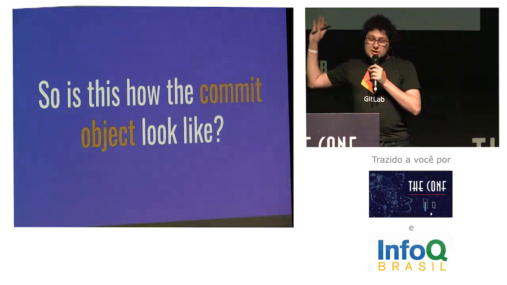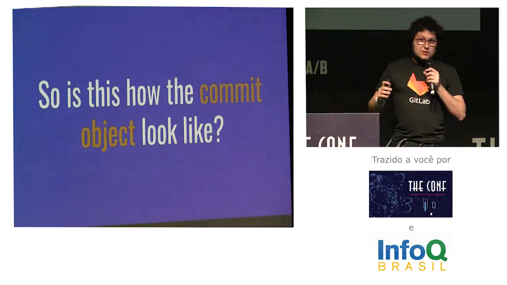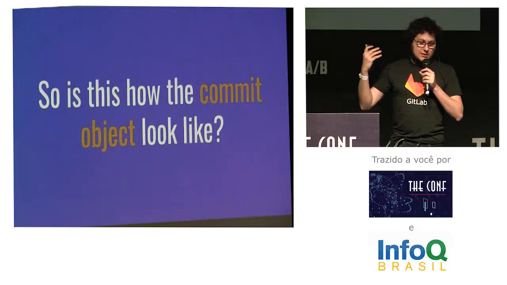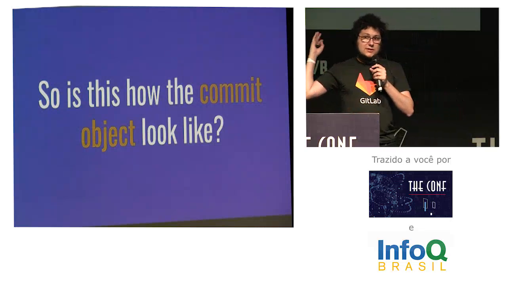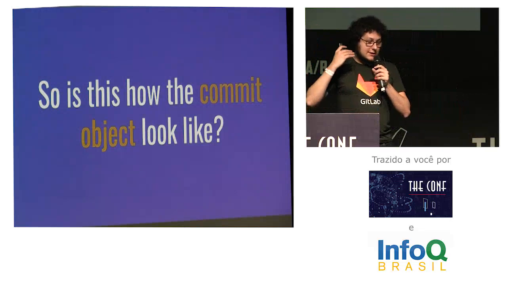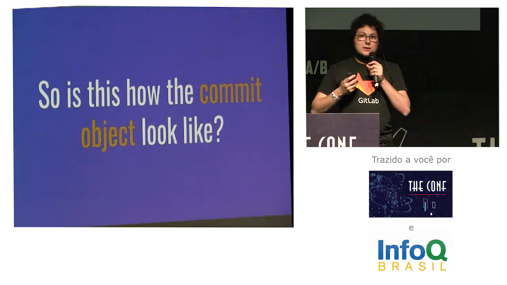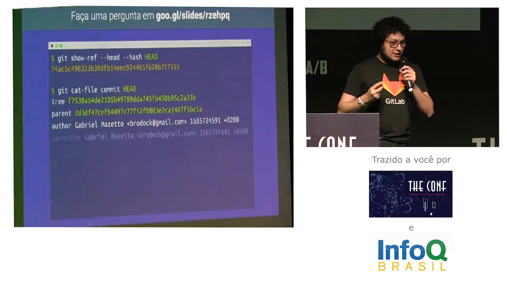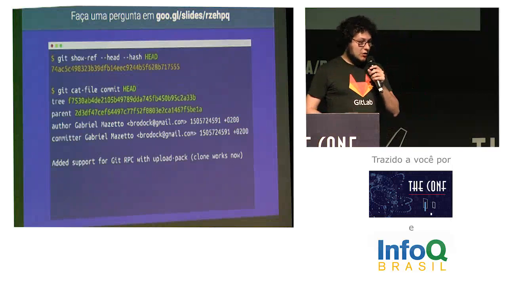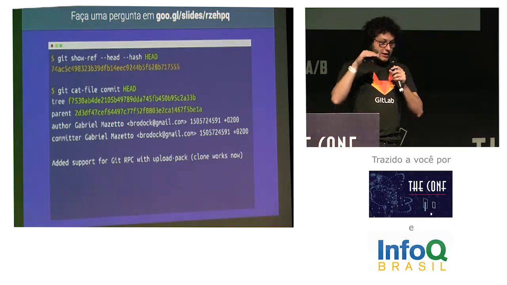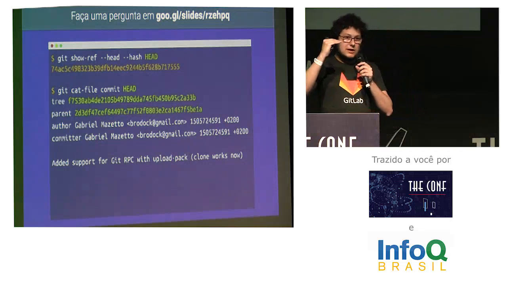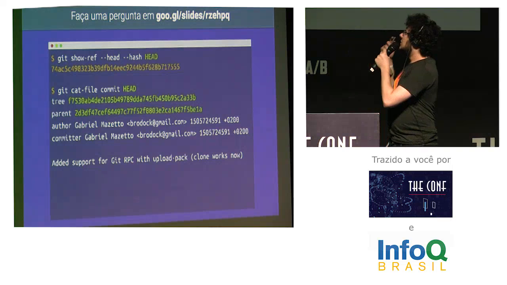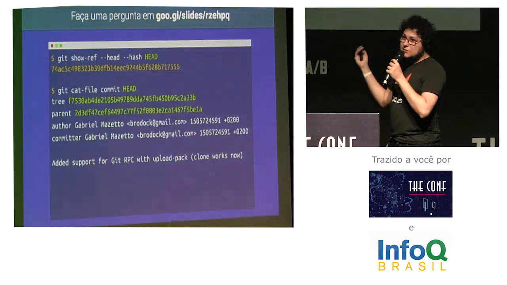But what I just showed you is just the pretty version of the Git object. This is just the front end. So how is the Git commit object really stored on the disk? We can see this with the git show --half command. It shows the half of the object, and then with git cat-file, you can see how it is stored on the disk. So it has a reference for a tree and for a parent and the other stuff that you just saw.